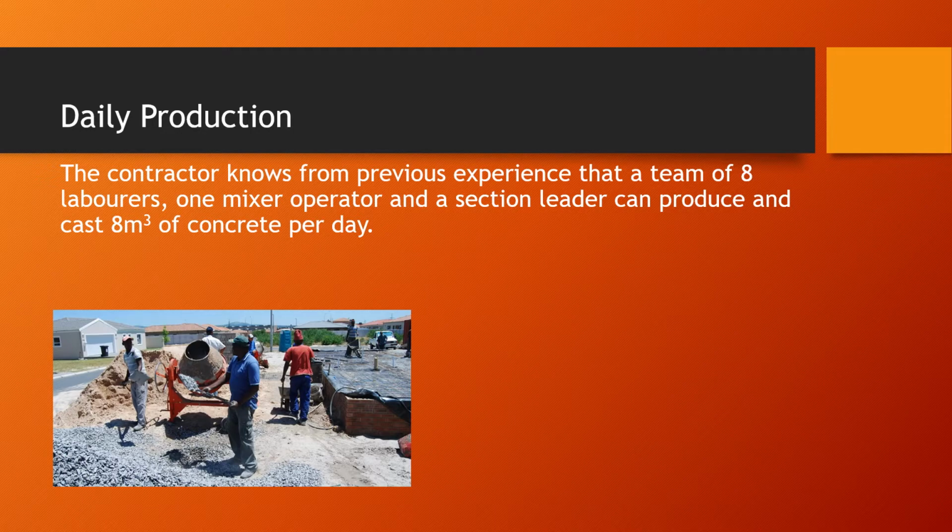So now let's assume you, the contractor, know from previous experience that a team of 8 laborers using one concrete mixer, with a section leader, can produce 8 cubic meters of concrete a day. So you've got 8 laborers, a section leader who is their supervisor, and a concrete mixer. And the production for 1 day's work, which is about 8 to 9 hours, is 8 cubic meters of concrete that they can pour.